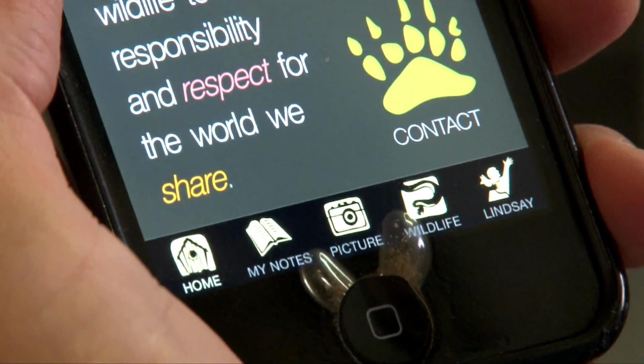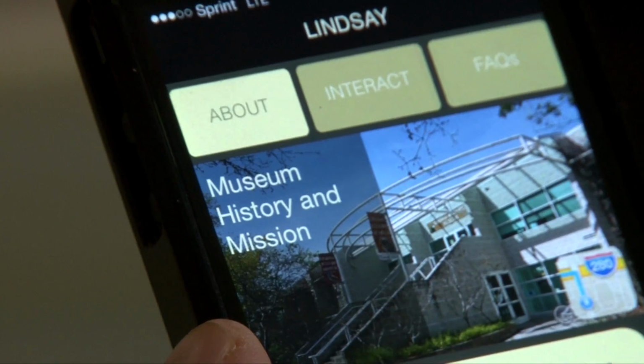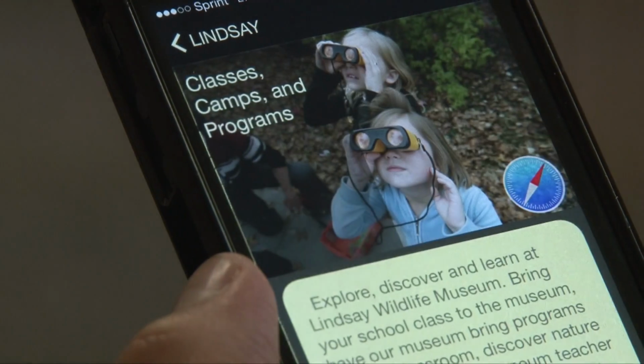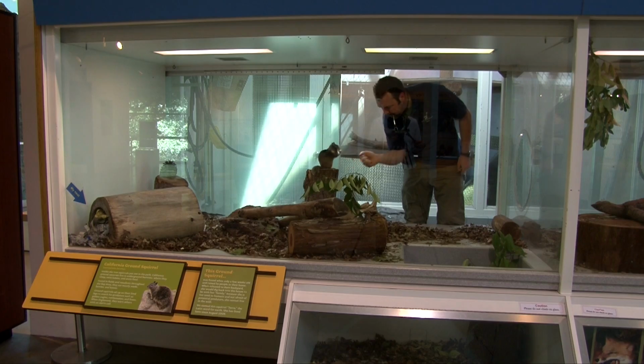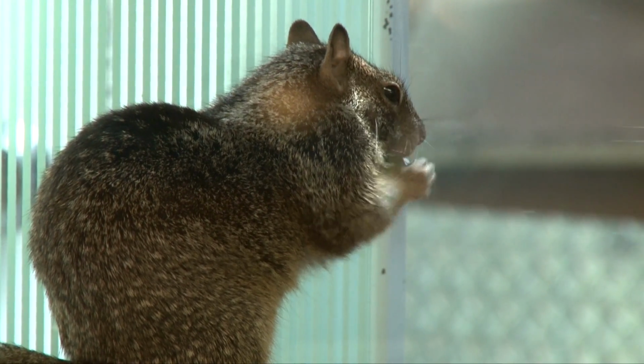And then you can also look at the Lindsay Wildlife page, where you can find out kind of about the history and the mission of the museum, some of its programs that it offers. We're here for the community, and this is just another way for us to outreach into that community and for people to learn about us and learn about the wild animals in our neighborhood. So yes, this is a very exciting opportunity for Lindsay Wildlife Museum to further reach into our community.